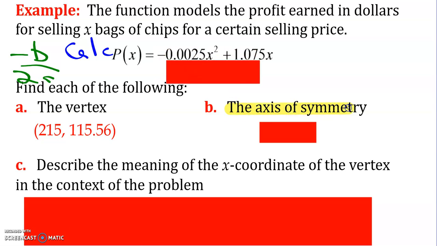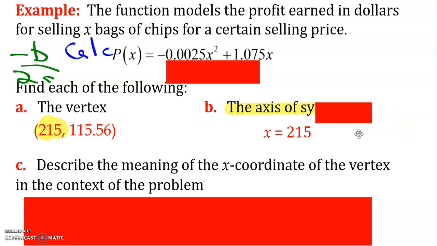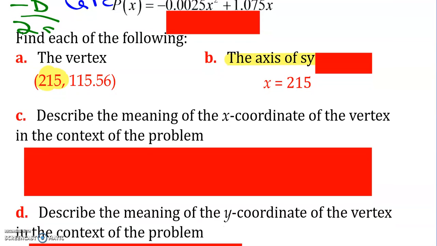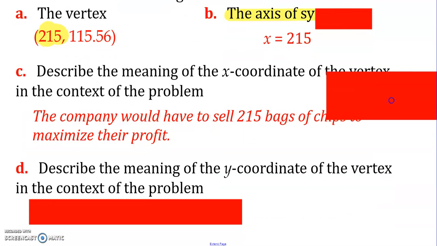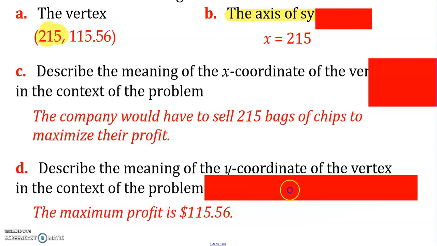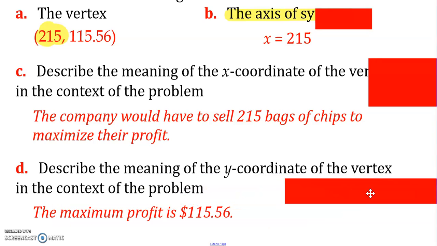And then it's asking for axis of symmetry. Well, the axis of symmetry is nothing more than the x value. And then what does this vertex mean in context of the problem? And what does the starting value mean in context of the problem?